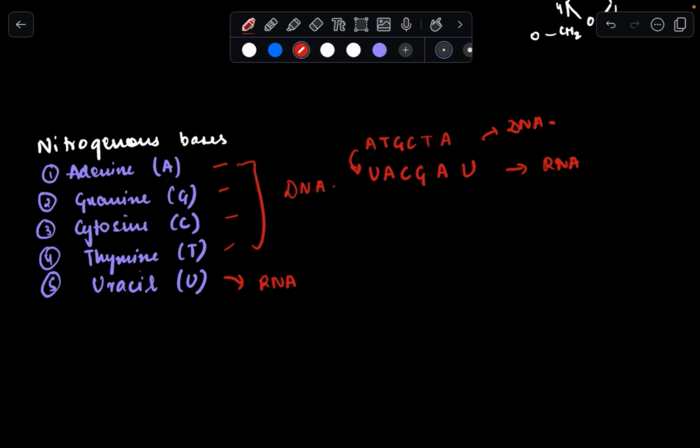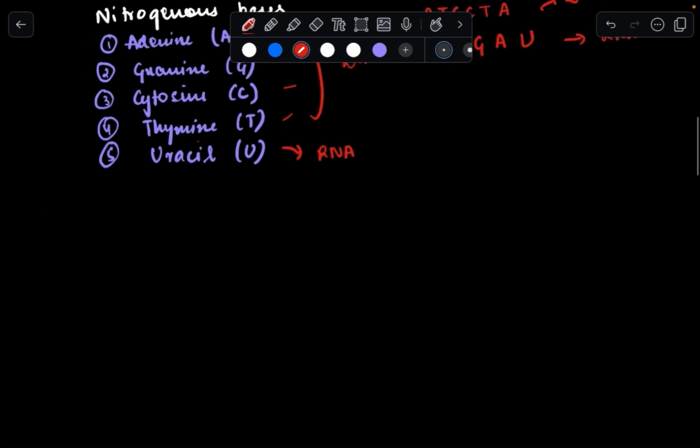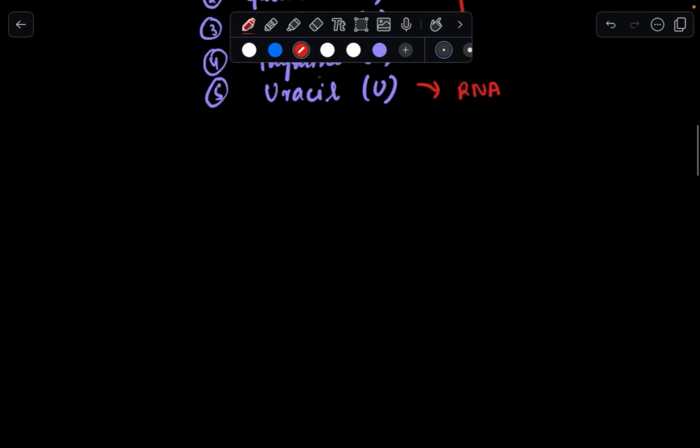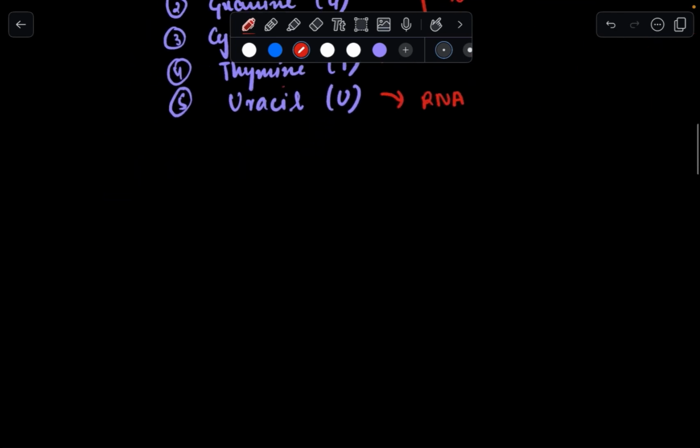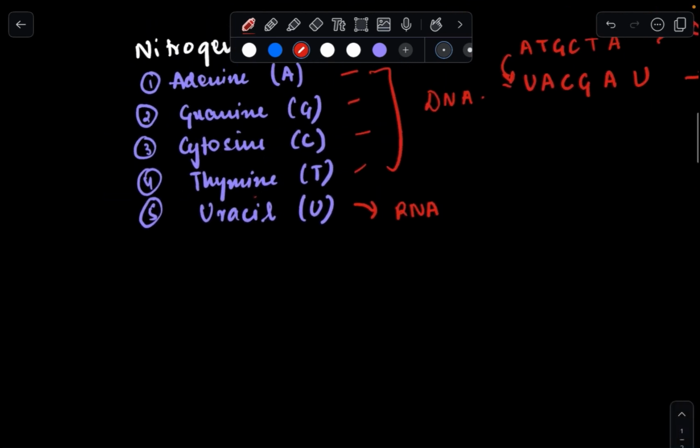Complementary base pairing we will learn later in the next sessions. So it's just an example. Okay, uracil is found in RNA instead of thymine. Just remember this for now.